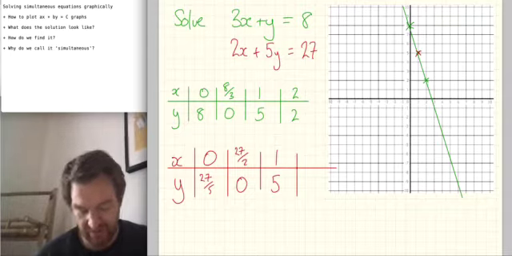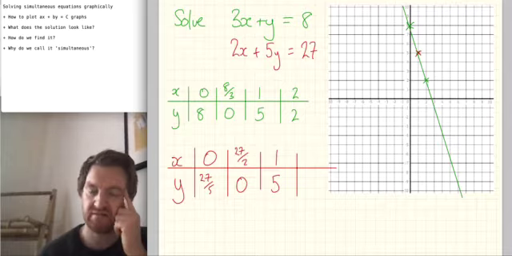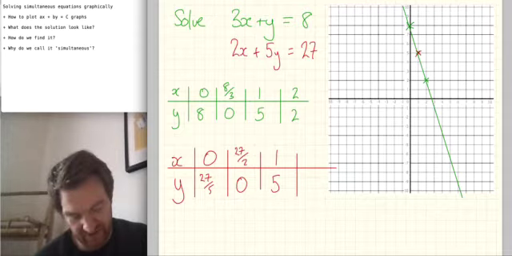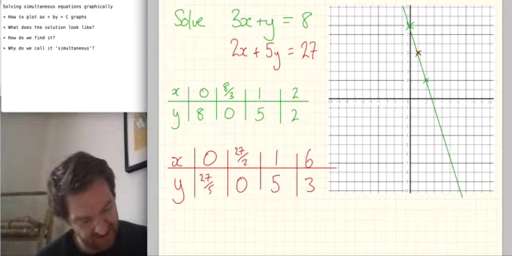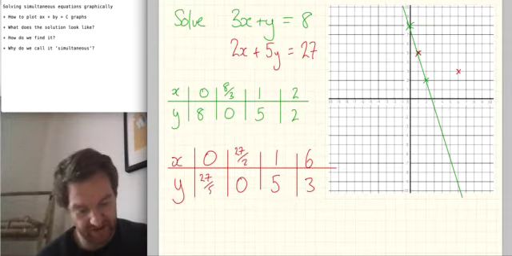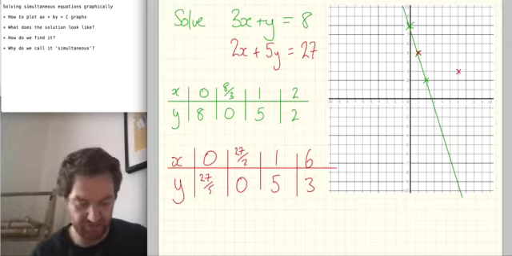Let's try if x was, I don't know. And then you have to do a little bit of mental maths. Think, well, I know if x is 4, that's not going to work. If x is 3, if y was 3, that would give me 15, and 15 plus 12, which would be x is 6. So I could say 6, 3. I've got my second point, and I join them together in a straight line.